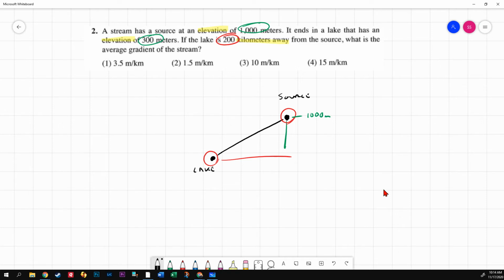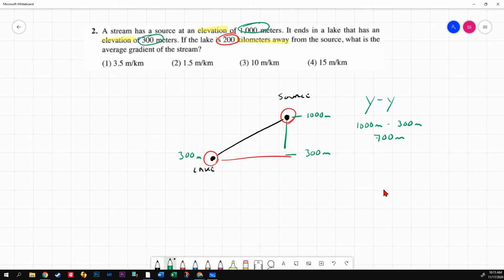All right. The lake, however, is 300 meters up on the mountain. So what that tells me is that this level right here at the bottom is going to be 300 meters, and the top is going to be 1,000 meters. If I want to find the difference between them, that's the same thing as the run, y minus y. So I take 1,000 meters minus 300 meters, and I get 700 meters.